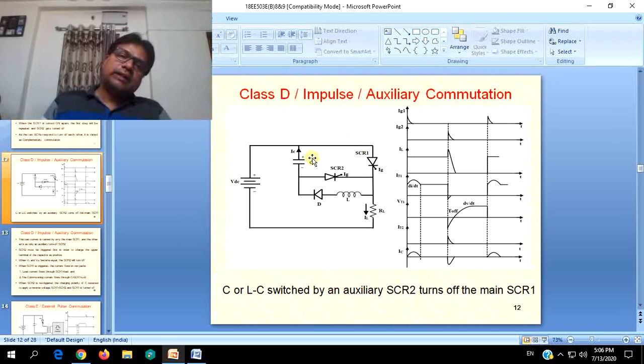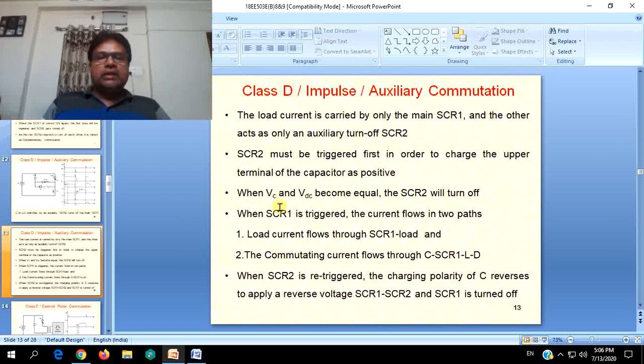And thus again, by the end of this process, the upper plate of the capacitor becomes positive and the bottom plate becomes negative, which is just identical to the starting condition. That is, when VC and VDC become equal, the SCR2 will turn off.